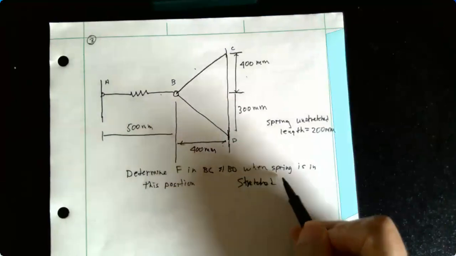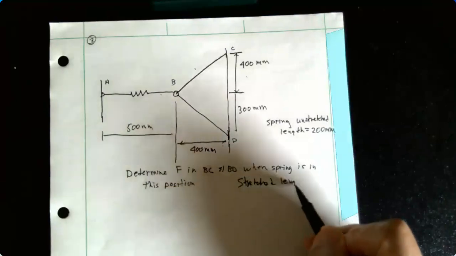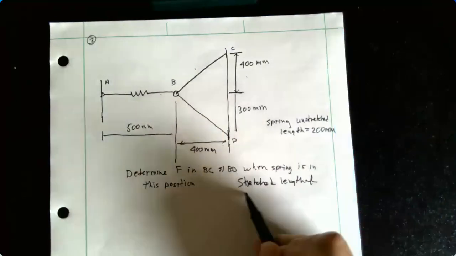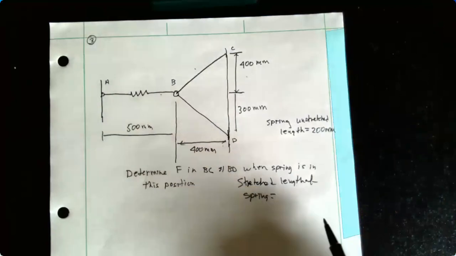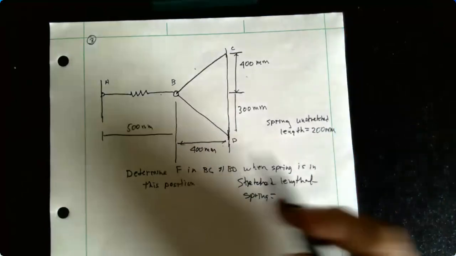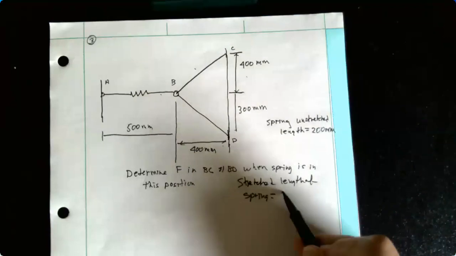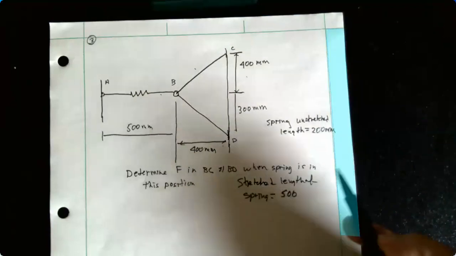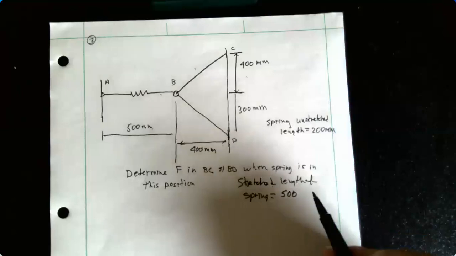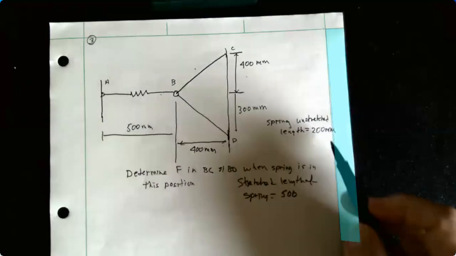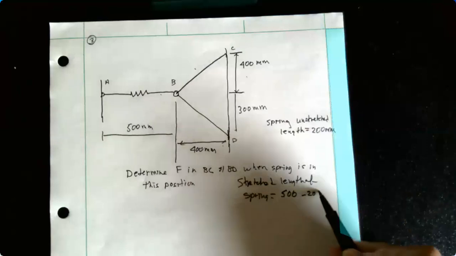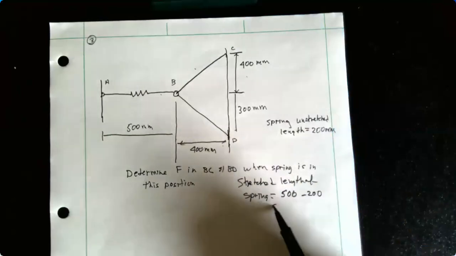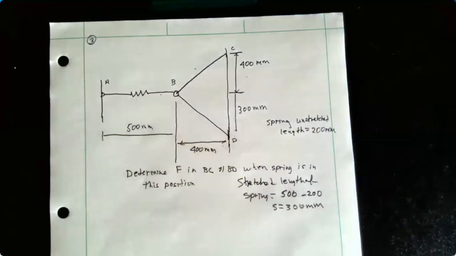So the stretch length of the spring equals S. It's been stretched to 500. The unstretched length is 200. So S then is equal to 300 millimeters.